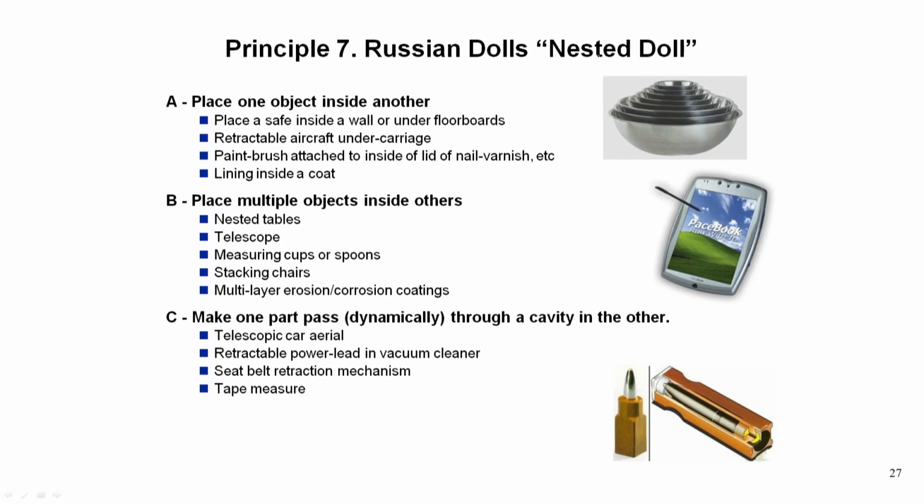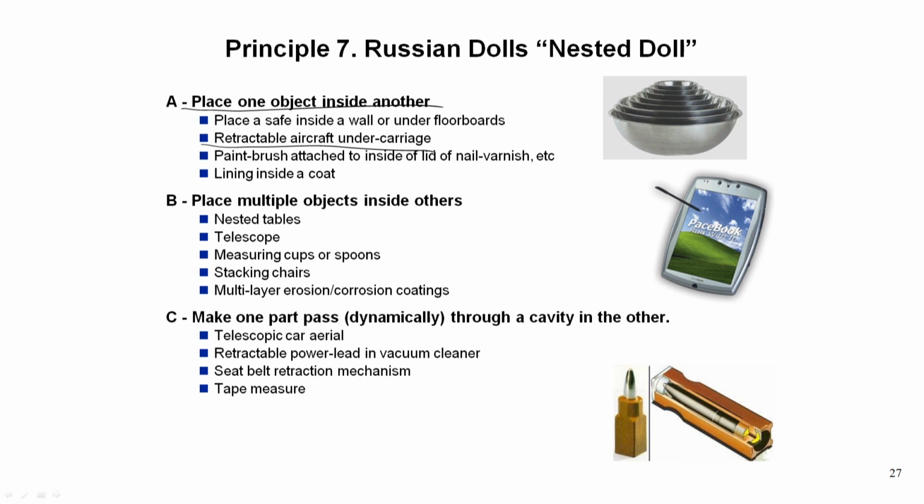Principle 7, if I go, that is very important whenever you have restriction of space. It is also known as the Russian doll principle or nested doll. A Russian doll is basically a doll inside a doll. So, place one object inside the other. Okay. Plenty of examples you will find in real life, including a retractable aircraft undercarriage. Place multiple objects inside others like nested tables, telescopes, measuring cups, stacking chairs, many such examples.